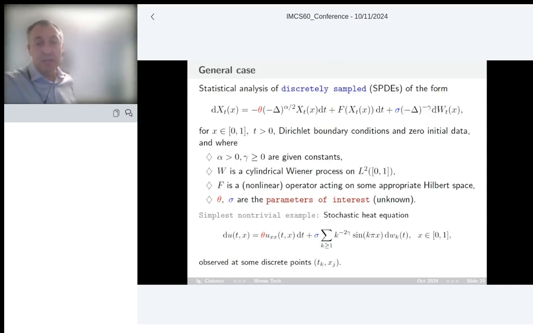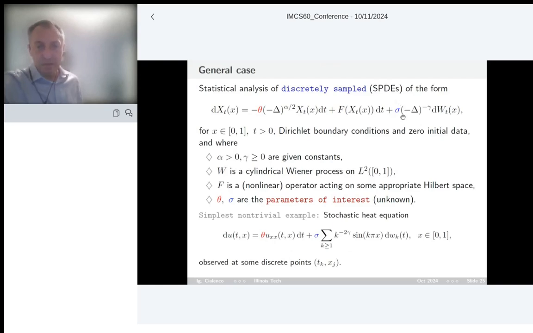I'll take a noise, again space-time white noise, dWt, but I'll apply to it the Laplacian to the power negative gamma. And the same problem: I'll observe X by the same schemes, either in time or space, discretely, and I want to estimate either theta or sigma, and let's say sigma.